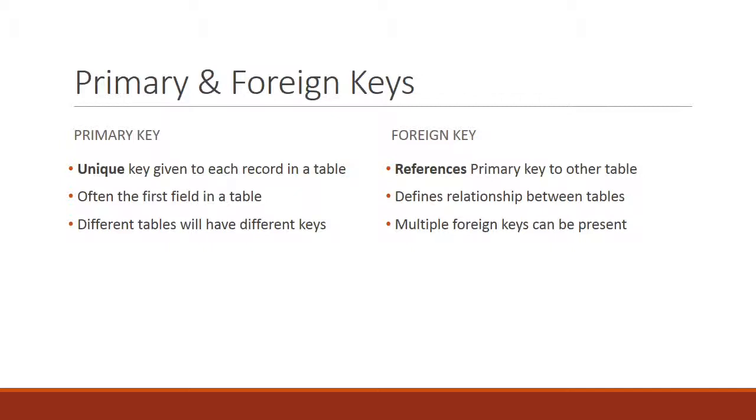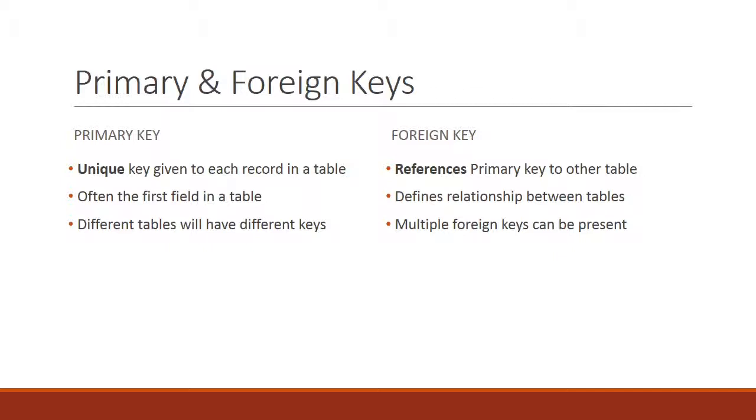So primary and foreign keys. In databases and relational databases in particular, each table that you're working with will have a primary key, and that's the unique identifier that each row or each record will have that's unique to itself. So if we were making a database of citizens of the United States, a social security number would be a good unique identifier, or for a database of students, student ID would be a good unique identifier or primary key for that database.